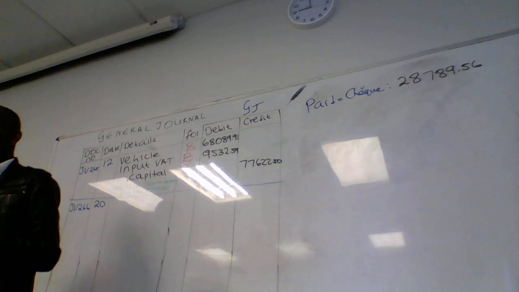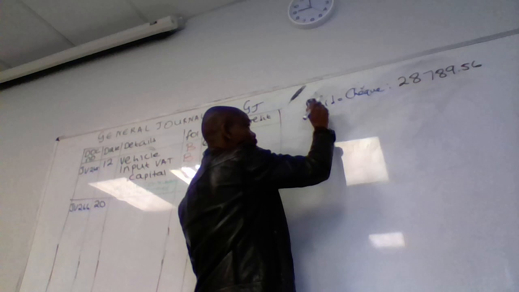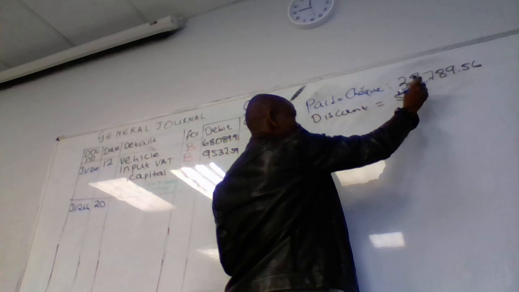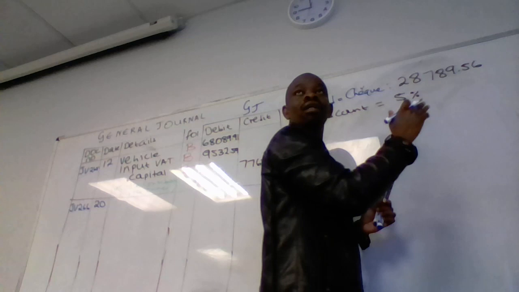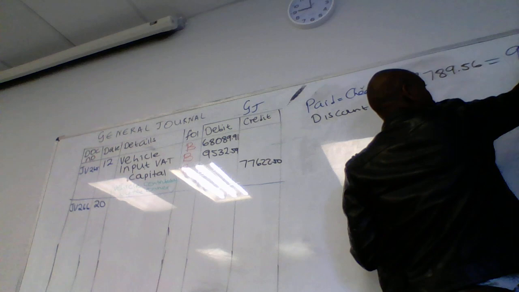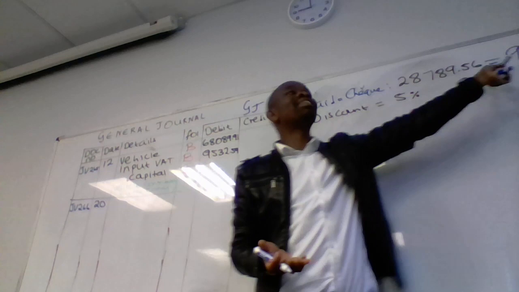But luckily, we have been given a discount of how much? 5%. Remember, you need to be careful here. This is what you paid. This means what you paid is equivalent to how many percent? 95%. Because if you paid this amount and they gave you a 5% discount, it means you paid 95% of what you owed.